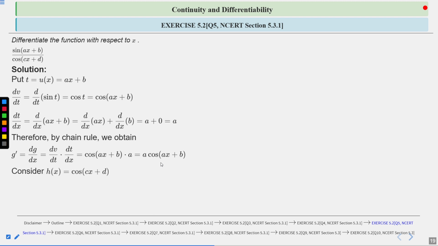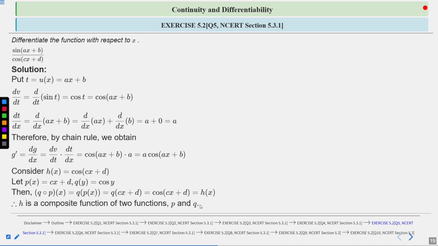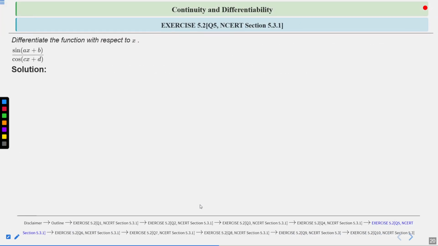Now consider h(x) equal to cos cx plus d. So let p(x) equal cx plus d, and q(y) will be equal to cos y. Then q of p(x) equals q of cx plus d, which is cos of cx plus d, and let us assume this as h(x). Therefore, h is a composite function of two functions p and q, where y will be equal to p(x), which is cx plus d.